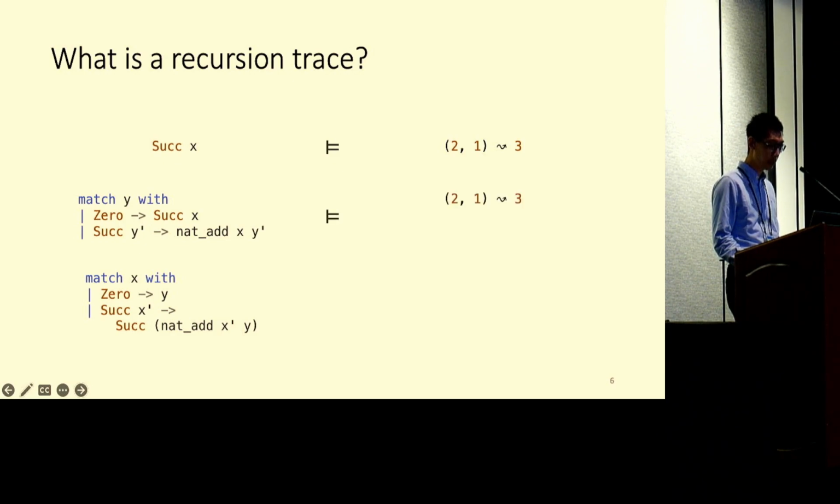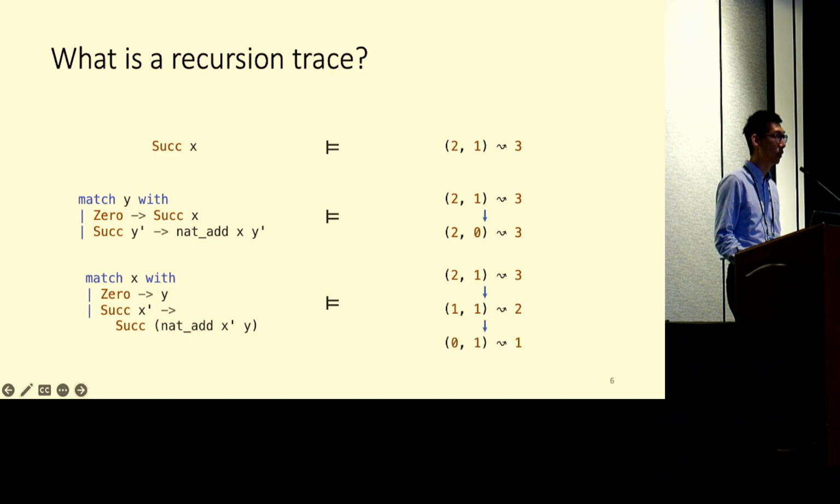When we apply the second program to input x equals 2, y equals 1, it makes a recursive call on 2 and 0 and directly returns its output 3. Similarly, when we apply the third program to the same input x equals 2, y equals 1, it first makes a recursive call to 1 and 1, and then in turn makes a recursive call on 0 and 1. At last, it returns the successor of 1, which is 3.